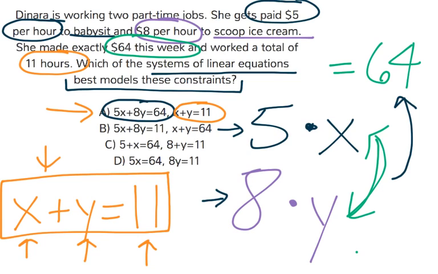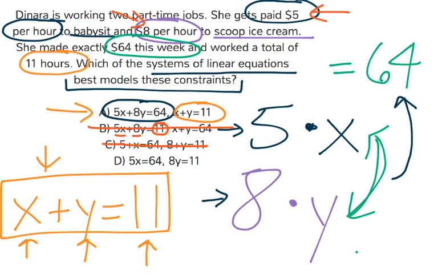B, 5x plus 8y, that's good, equals 11. Well, 8 and 5 are talking about money. Remember that. 11 is not talking about money, right? So 5x plus 8y, and then you're talking about hours all of a sudden? That doesn't make sense. C, 5 plus x equals 64. Well, just right there, 5 is the amount of money she gets paid per hour. So you need to be multiplying it with some variable. So 5 plus x? No, that's not going to work.